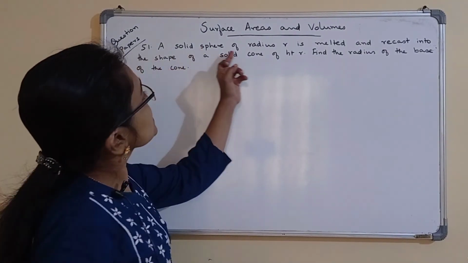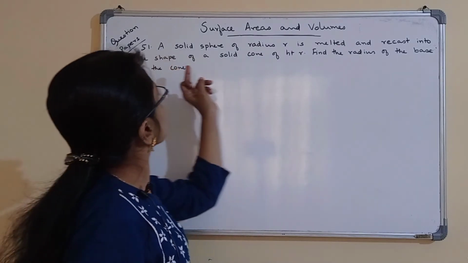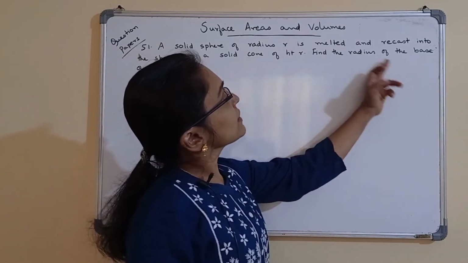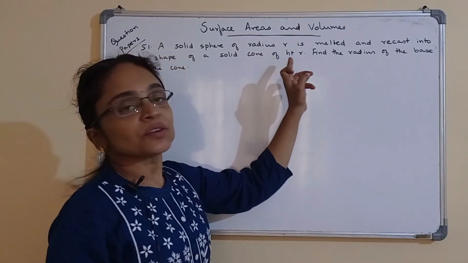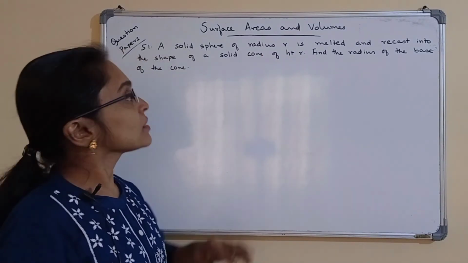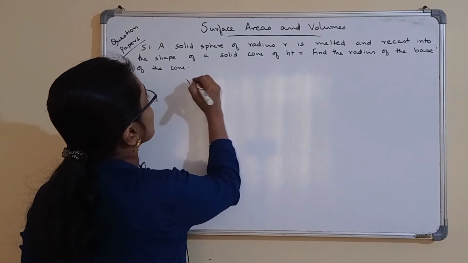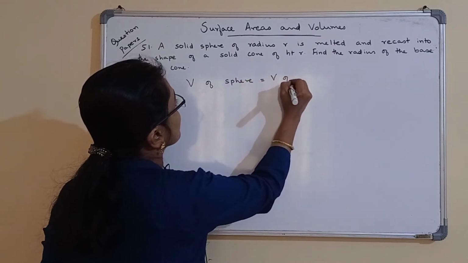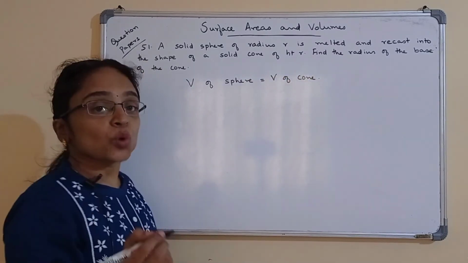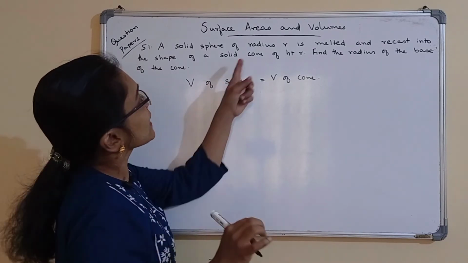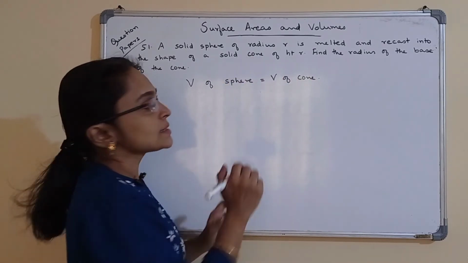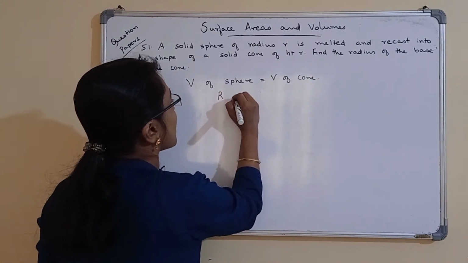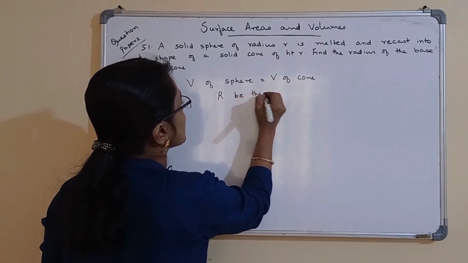Next one, a solid sphere of radius r is melted and recast into the shape of a solid cone of height r. Find the radius of the base of the cone. This solid cone is having height r, small r. And we know that volume of sphere is equal to volume of cone. Let us say that capital R is the radius of the cone, because small r is the height of the cone. So let us say R be the radius of the cone.